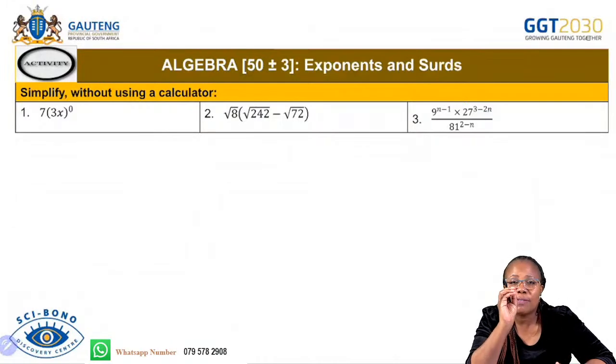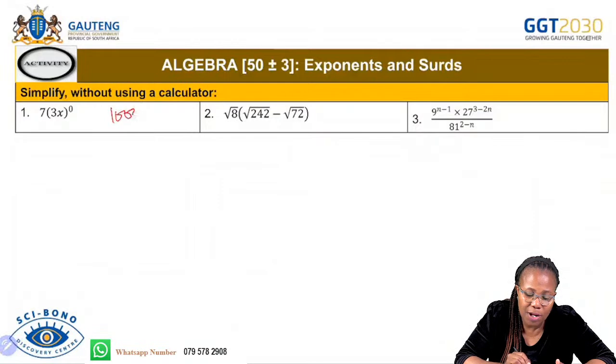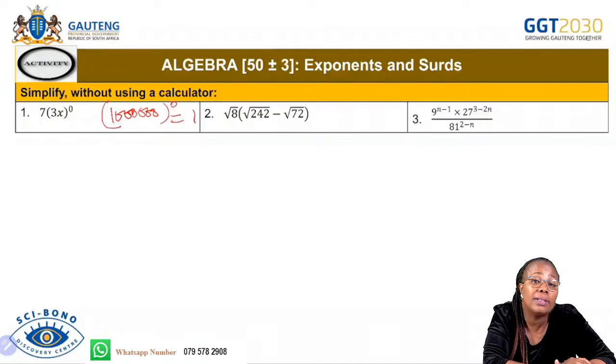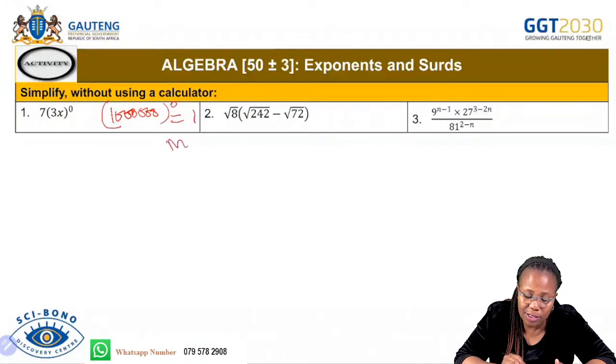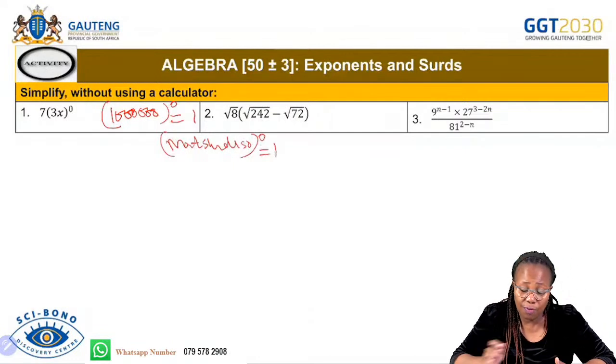Remember, the minute you see exponent 0, there's a rule that says that any base raised to the power 0 is 1. You can have $1 million in your account, but if I take that million and raise it to the power 0, it's the same as just having a 1. I can take my name, Matsidiso, and raise it to the power 0. The minute I raise it to the power 0, this will just be 1. So that is the rule of exponents.